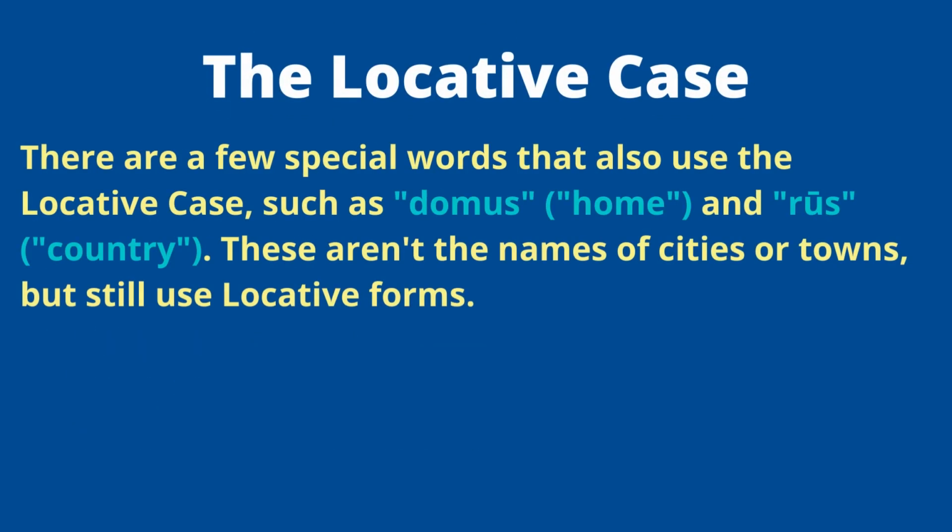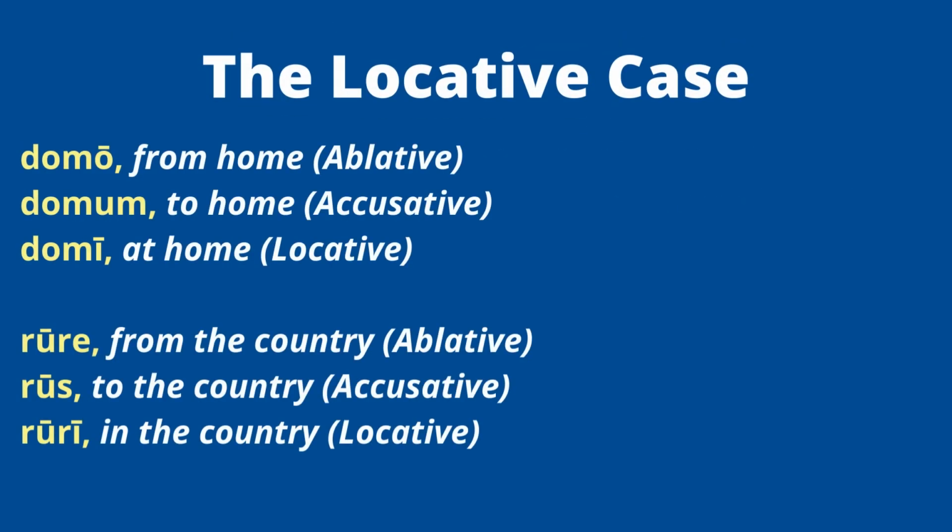Okay? There's also a few special words that use the locative case, like domus, which means home, and rus, which means country, right? They're not the names of a city or town, but they still use locative forms, and they look like this, right? You have domo, which means from home, ablative. Domum would be the accusative, to home. Domi would mean at home. That's your locative ending, right? That long I.